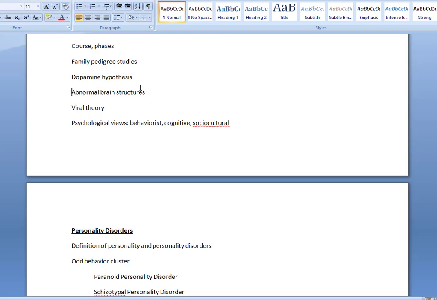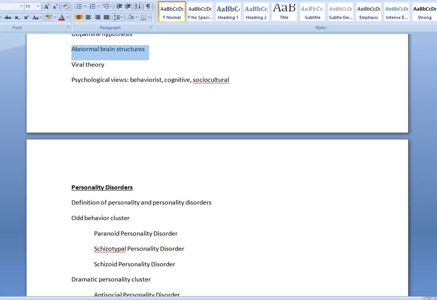So when we're talking about autopsy, we're talking about looking at an individual's brain structure. So with someone who has schizophrenia, you may see some changes in the frontal lobe, temporal lobe, enlarged ventricles, that kind of thing.